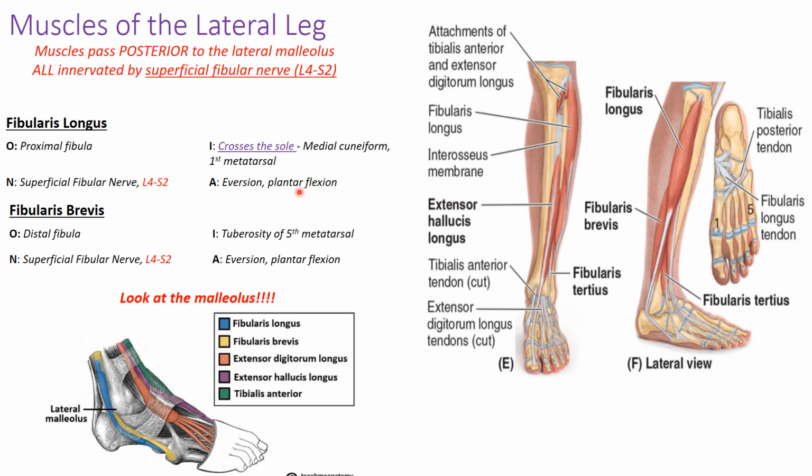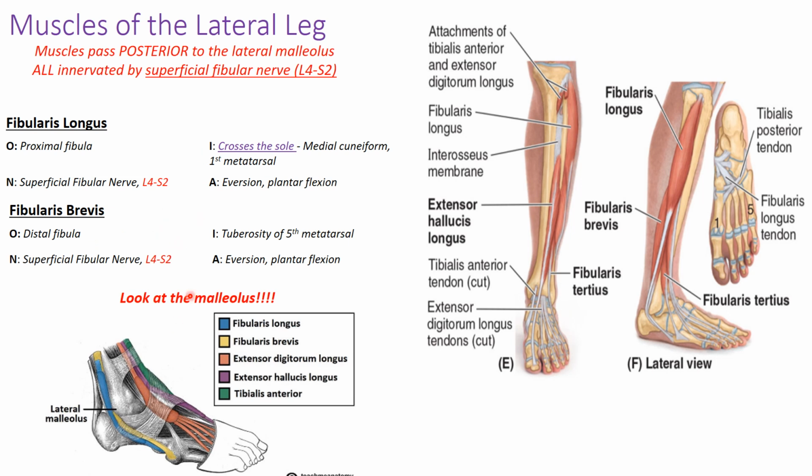to evert the foot. Next, we have our fibularis brevis, originating from the distal part of the fibula, so just a little bit further down, and then it's going to insert into the fifth metatarsal along with the fibularis tertius, which we saw coming from the anterior compartment in the previous image, and it's going to evert and plantar flex the foot. So both of these muscles are going to evert and plantar flex the foot. We're just better at doing that, the fibularis longus, than the brevis.